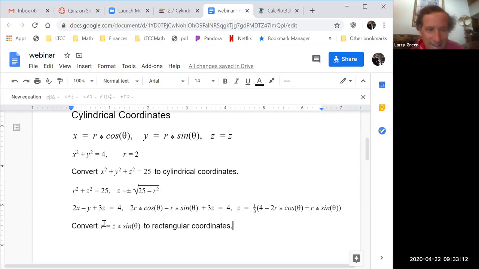The idea is that I have an r here. I'd much rather have an r squared. Do you see that? I also have a sine theta, and I'd much rather have an r sine theta. Do you agree? So if I multiply left and right by r, I get what I want. The first thing I can do is multiply left and right by r. So I get r squared, and then I get z times r times sine theta.